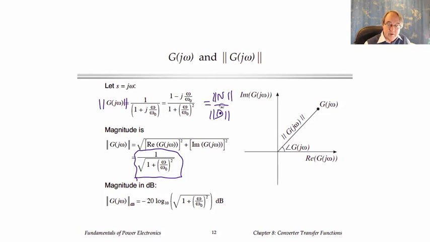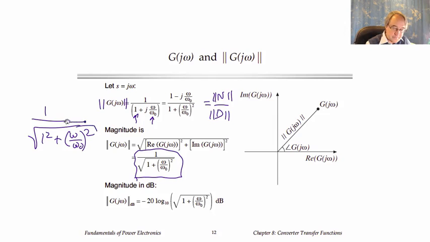So the magnitude of the ratio of the polynomials is equal to the ratio of the magnitudes. Since the numerator is 1, its magnitude is 1, so all you really have to do is find the magnitude of the denominator, which has this real part and this imaginary part. So what we would get then would be 1 over the square root of the real part squared plus the imaginary part squared, (omega over omega naught) quantity squared, as the magnitude of g.